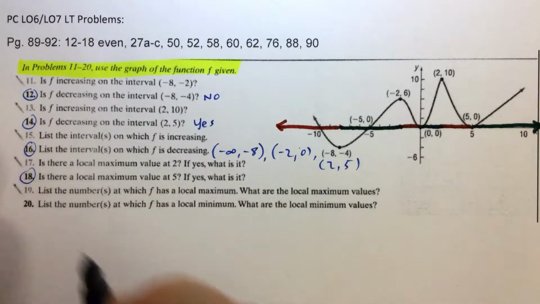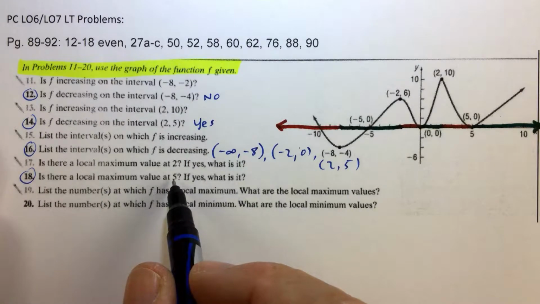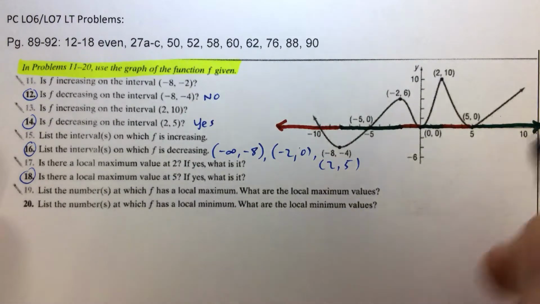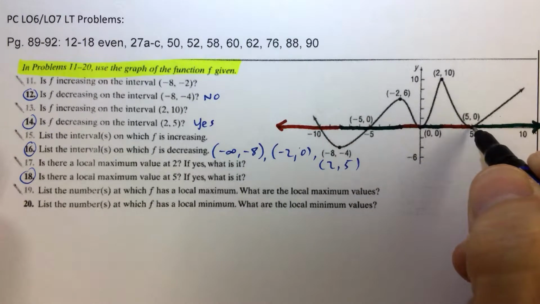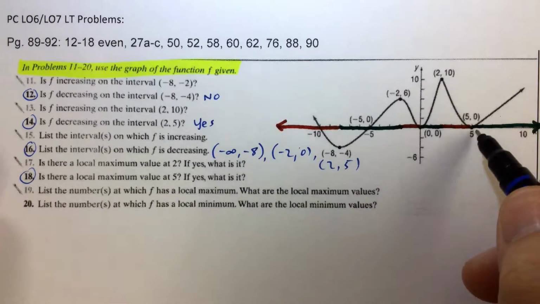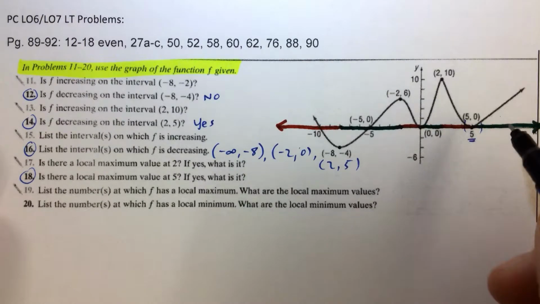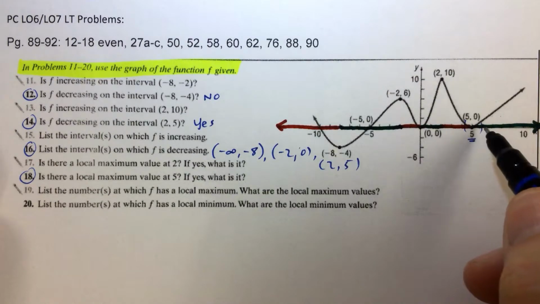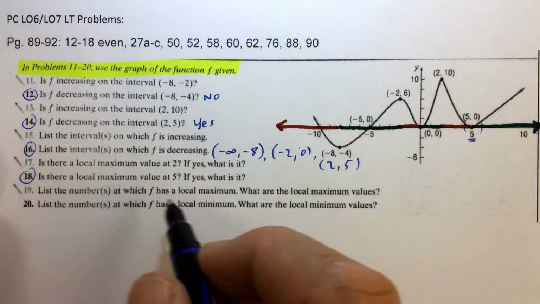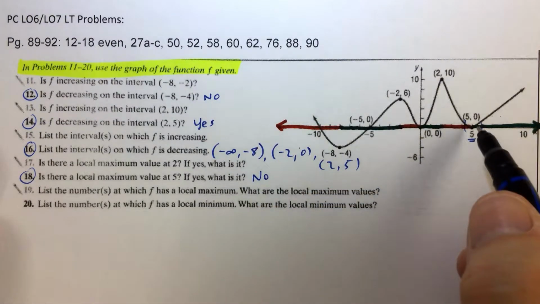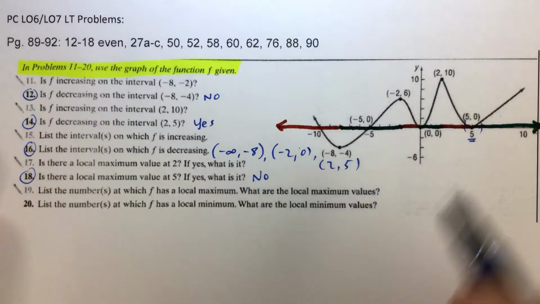So then number 18, is there a local maximum value at x equals 5? So the 5 would be the x. Is there a local maximum there? Well, when x is equal to 5, we can see the y value is 0, and it happens to be the lowest value of all the ones in the vicinity, in the small neighborhood around it. So no, there is no local maximum. That would be a local minimum.